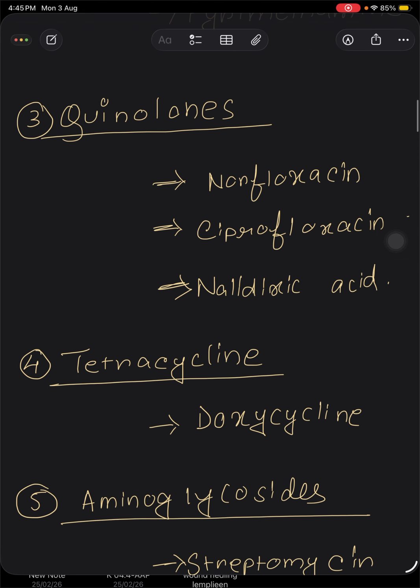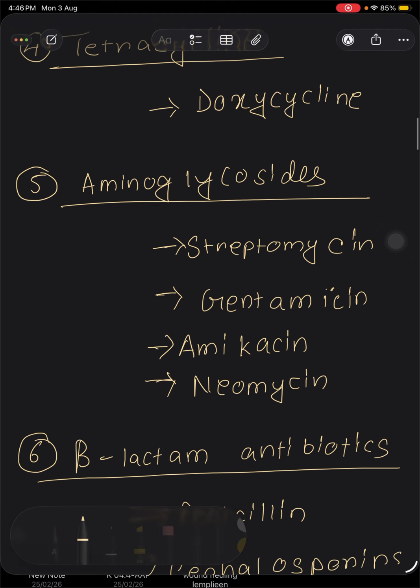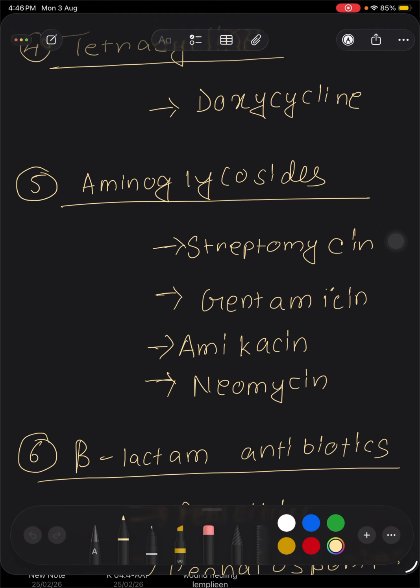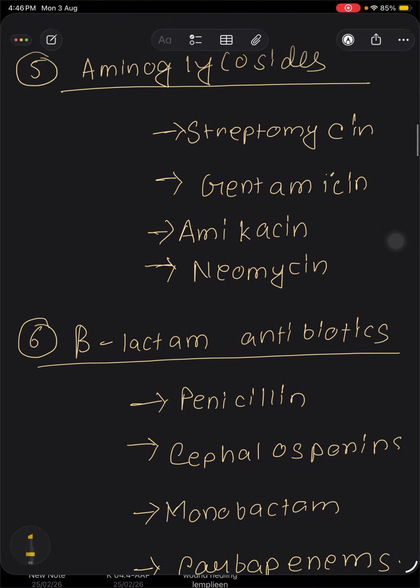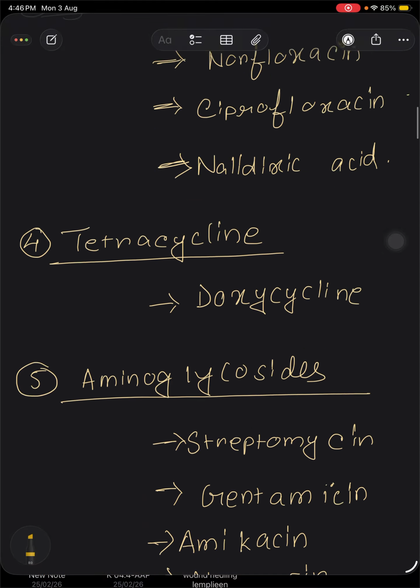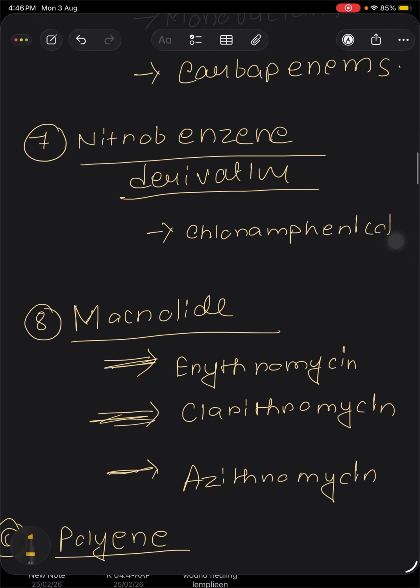Then tetracycline, we have doxycycline. Then aminoglycosides, we have streptomycin, gentamicin, amikacin, neomycin. These are all in the group of aminoglycosides. Beta-lactam antibiotics, this is very important. We have penicillin, cephalosporins, monobactams, and carbapenems.